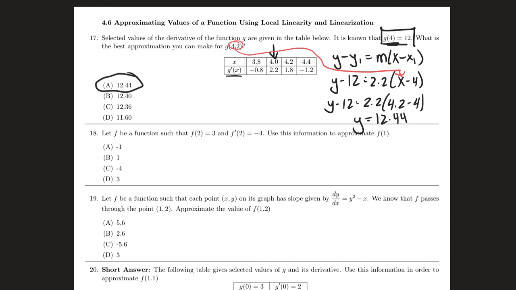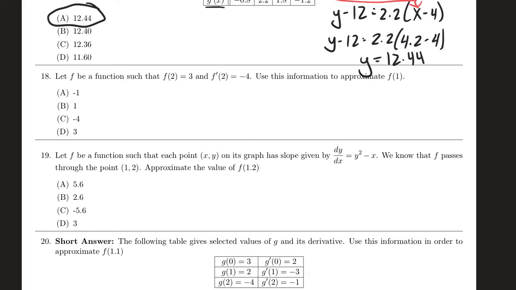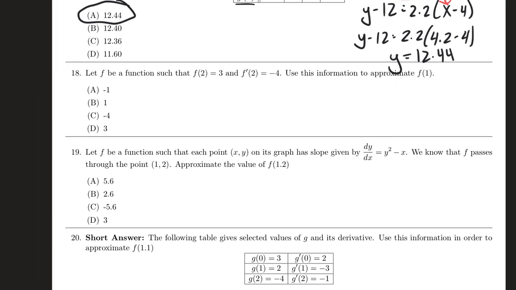And all these ones are going to follow a similar pattern. So for 18, I want to approximate f of 1, but I have all this information about f of 2. So I'm going to find the tangent line at 2 first, and then plug in 1. All right, so my tangent line, all right, my y value is 3. My slope comes from my derivative, that's negative 4. And my x value is 2. All right, so that's my tangent line at 2.